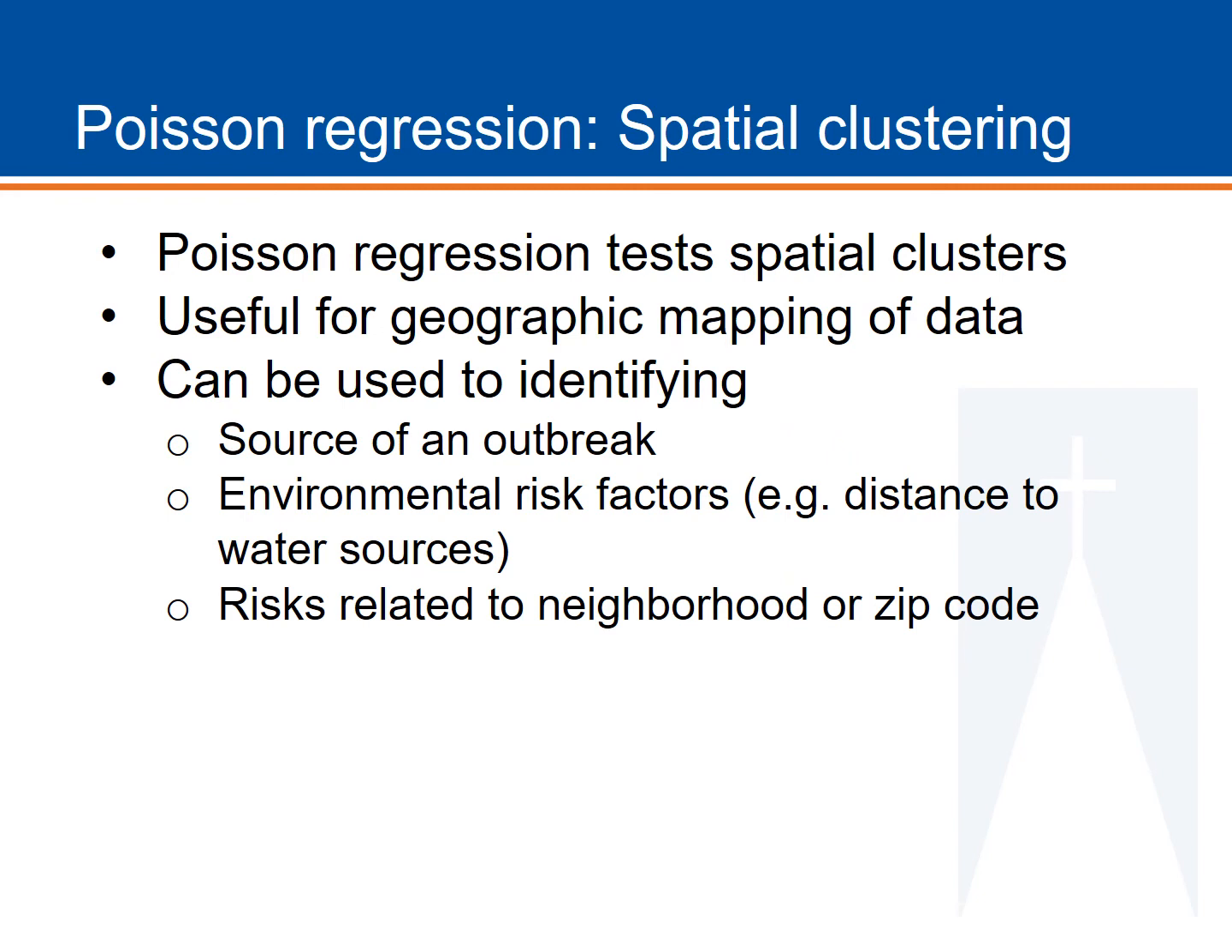Of course, there is more to learn about logistic regression, but there are other types of regression. One of these that you may read about is Poisson regression, and it is used to test spatial clustering. Obviously, spatial clustering is important for geographic mapping, identifying the source of an outbreak, identifying environmental risk factors and/or risk factors related to a neighborhood or zip code.